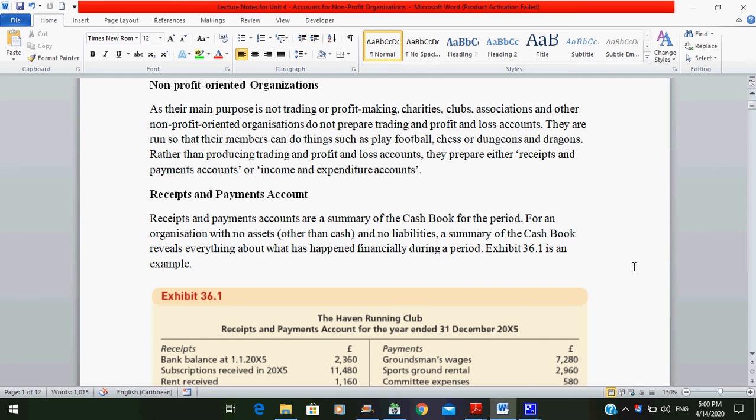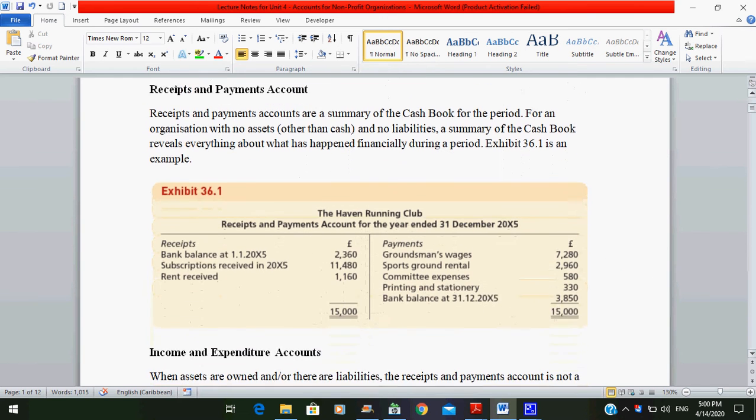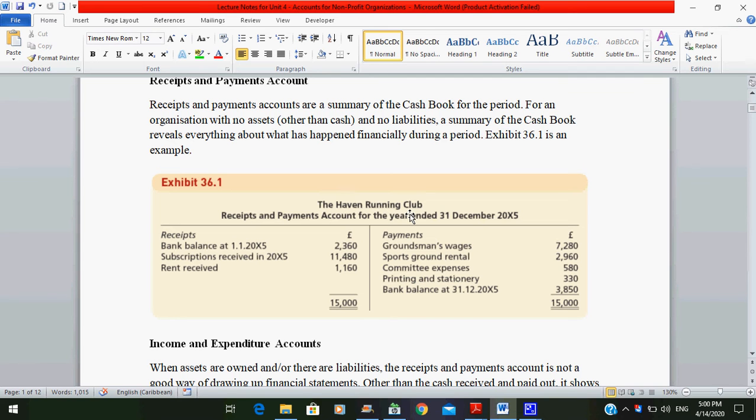Exhibit 36.1 is an example of a receipts and payments account. This is for Heaven Running Club's receipts and payments account for the year ended December 31, 2005. Notice that these are receipts, money that came into the bank. The bank balance is what they began with in January. Subscriptions received in 2005 were 11,480, and they paid out groundsman wages, sports ground rental, committee expenses, printing and stationery, and ended with a bank balance of 3,850, which would be the beginning balance for 2006.